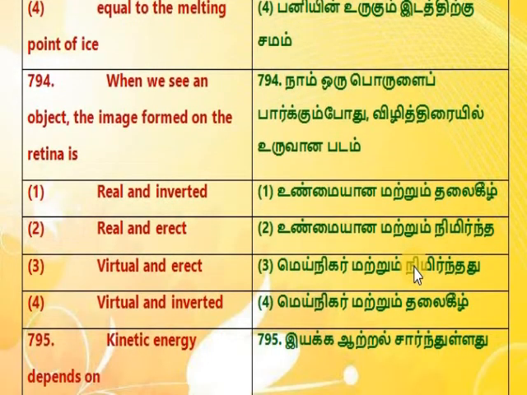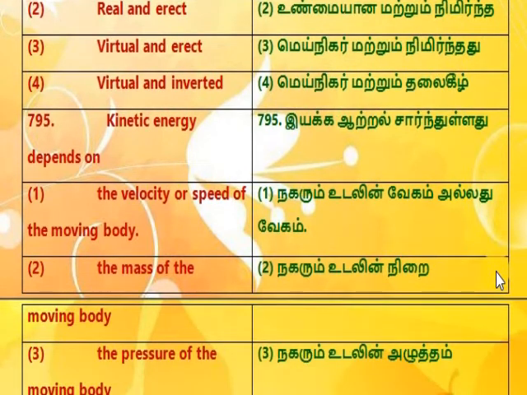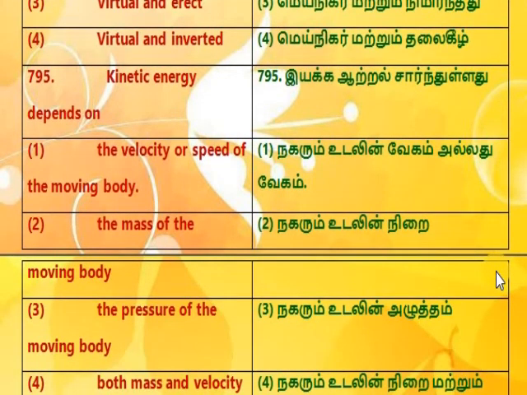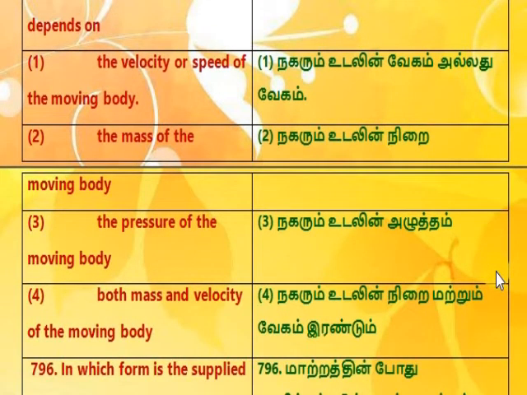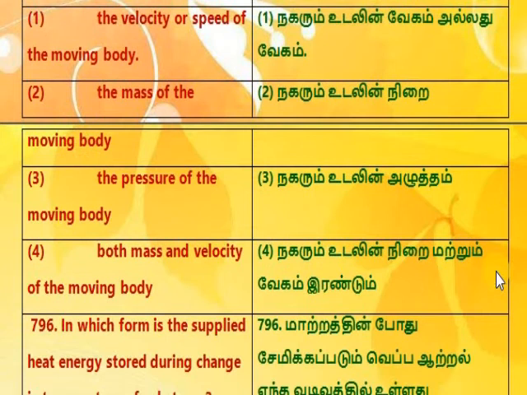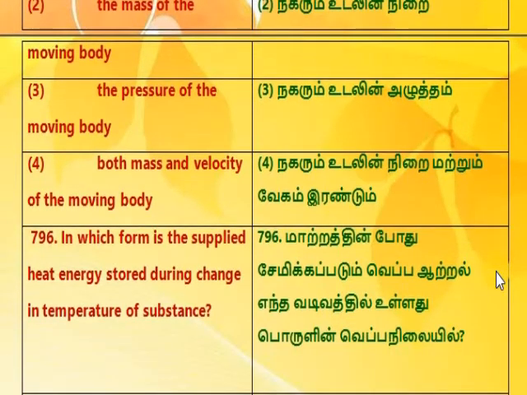794. When we see an object, the image formed on the retina is, 1. Real and inverted, 2. Real and erect, 3. Virtual and erect, 4. Virtual and inverted. 795. Kinetic energy depends on, 1. The velocity or speed of the moving body, 2. The mass of the moving body, 3. The pressure of the moving body, 4. Both mass and velocity of the moving body.